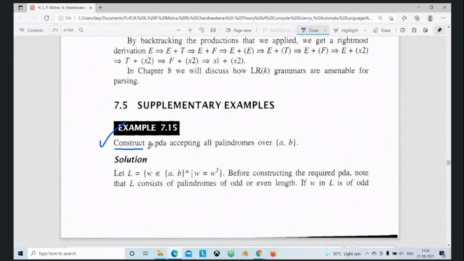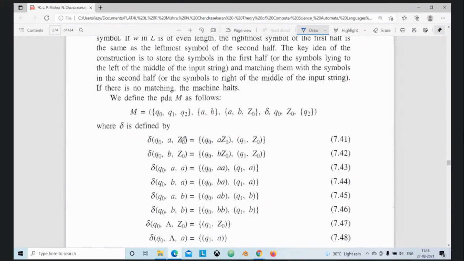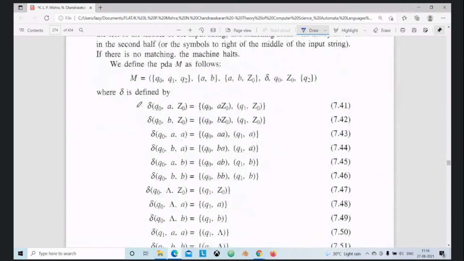Construct a PDA accepting all palindromes over a, b. Okay, so for this, basically you cannot design a deterministic PDA. So for this you will design an NPDA basically. NPDA means non-deterministic pushdown automata.